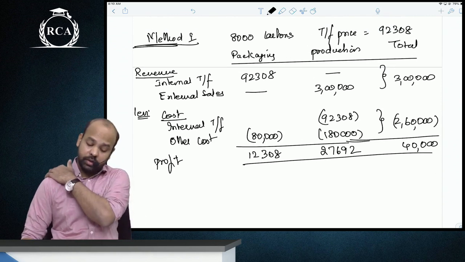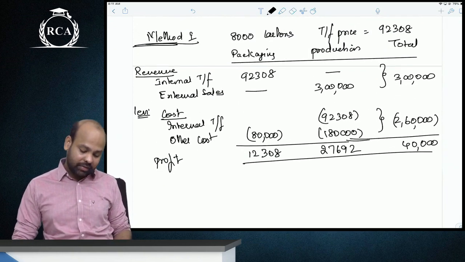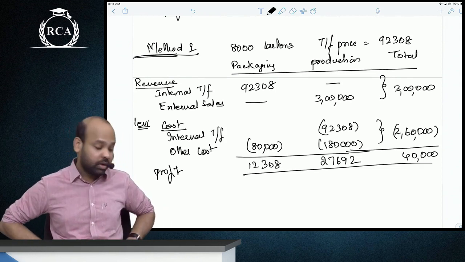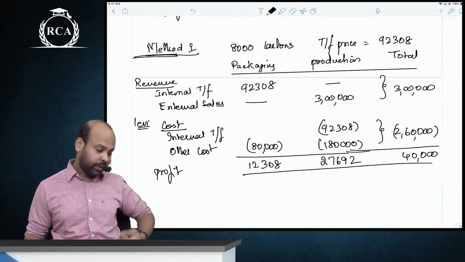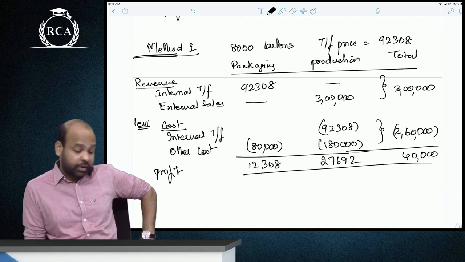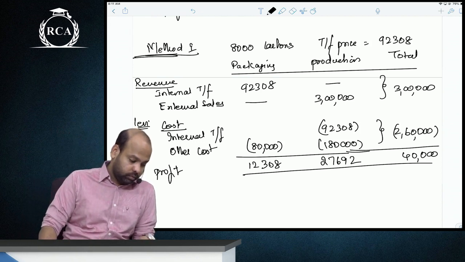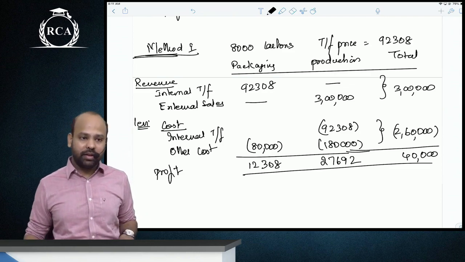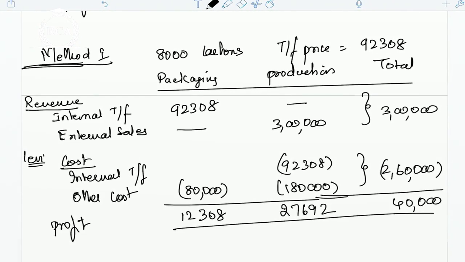Finish quickly. Same thing, now we'll have to do at a market price of 77,000 and 95,000. What if you take transfers at 77 and 95? What would be the impact on profitability? I hope you're all doing this. I'll zoom in. This is method 1 only, but 8,000 cartons.